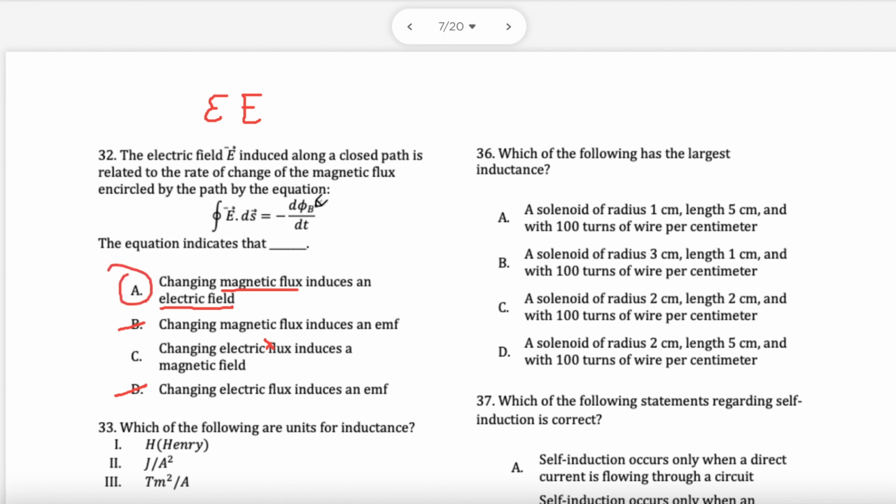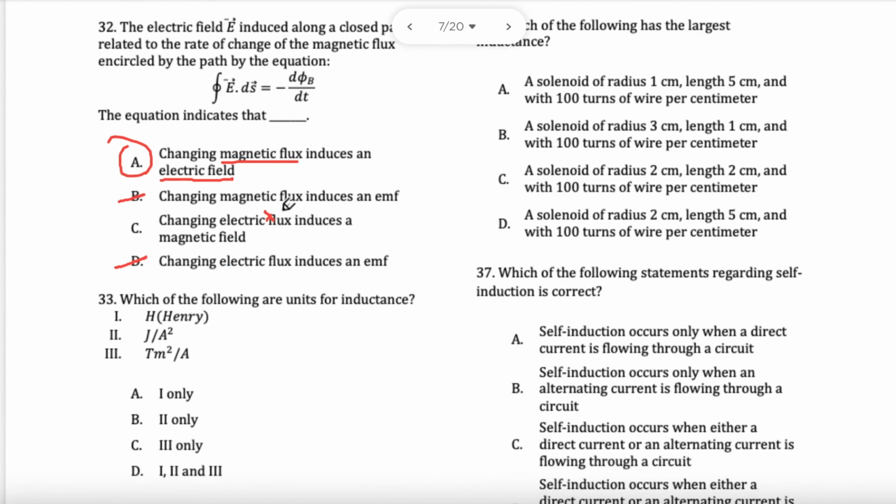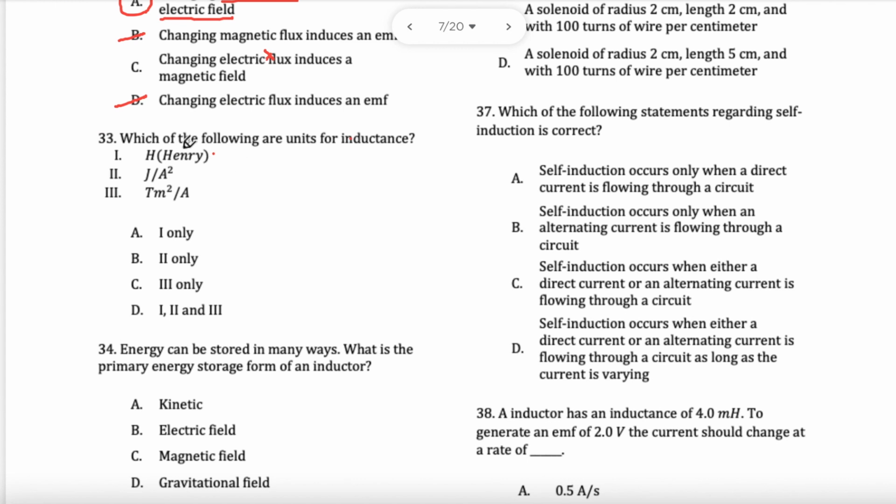The magnetic flux is linked with the electric field. So keep that in mind. Just check the letters and make sure it works. Very good. So this question here is saying, what are the units for induction?